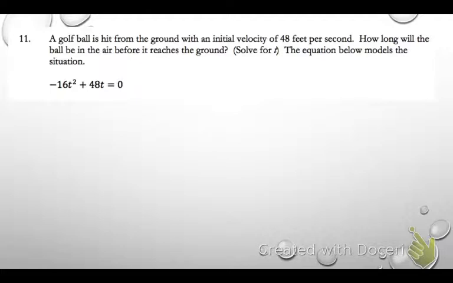Let's look at number 11. A golf ball is hit from the ground with an initial velocity of 48 feet per second. How long will the ball be in the air before it reaches the ground? So you want to solve for t in this equation that you see below. That's going to be our time in seconds.